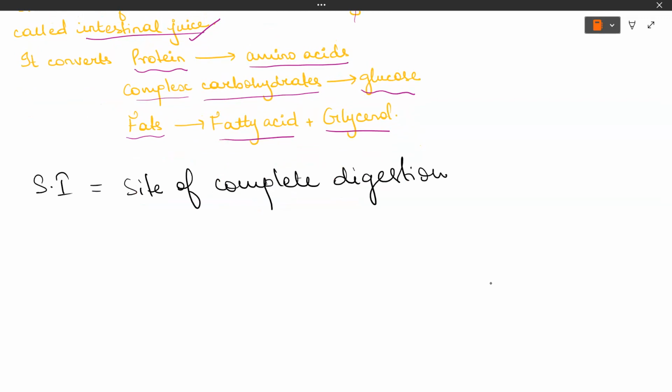Now you know that it receives the secretions from the liver and the pancreas. Do you remember I told you that the liver was the largest organ in our body? It is the largest gland in our body. So the liver is the largest gland.